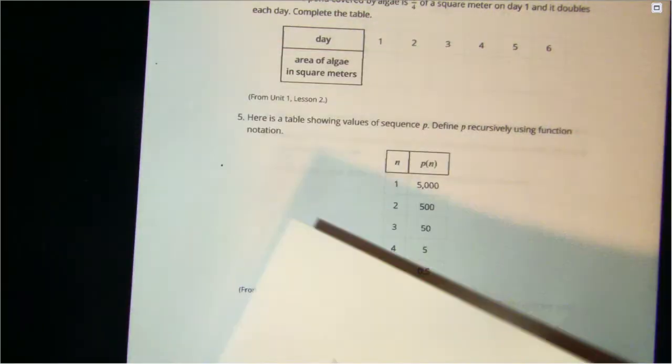That was number 2. I thought maybe there was more to that, but maybe not. Nope, we're good. All right, number 3.